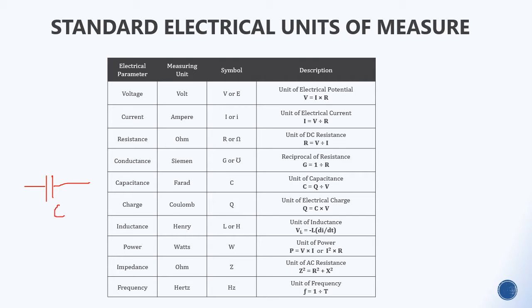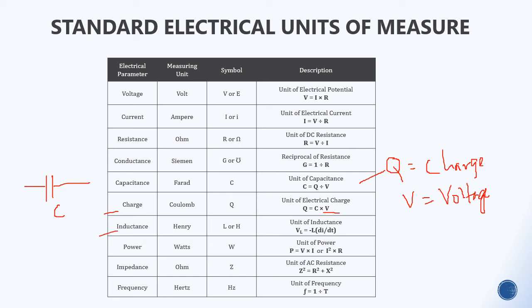To find out the capacitance, we can use this equation: C is equal to Q over V. Here Q represents electrical charge, and V represents voltage difference or voltage. Now let's move to the charge. The measuring unit of charge is Coulomb. The symbol is capital Q. The equation is Q is equal to C into V.